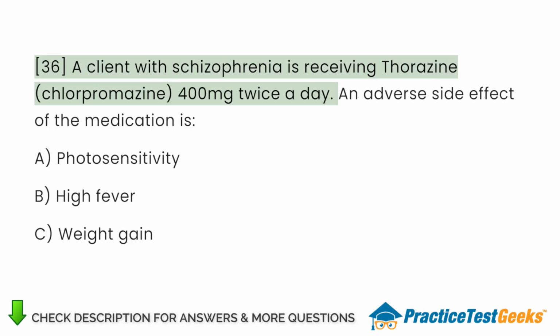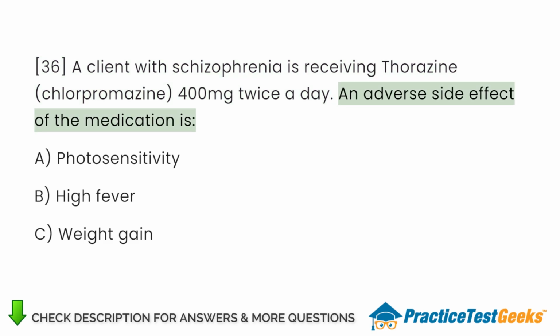A client with schizophrenia is receiving Thorazine (chlorpromazine) 400 mg twice a day. An adverse side effect of the medication is: A. Photosensitivity. B. High fever. C. Weight gain.